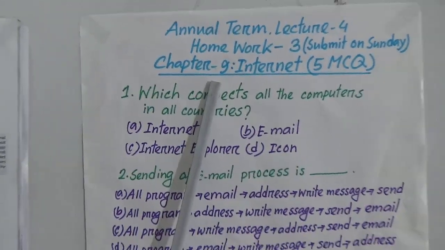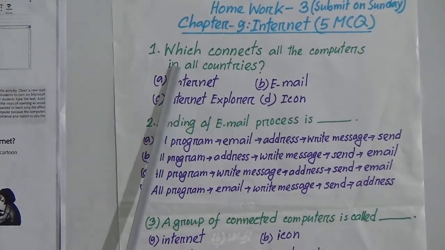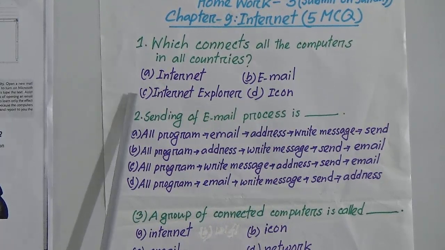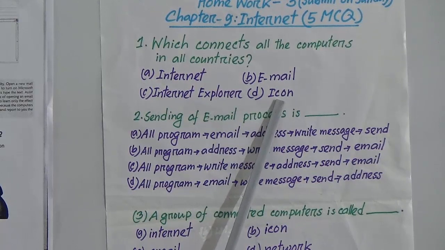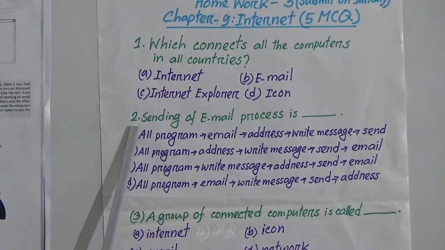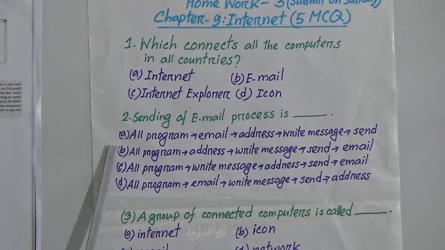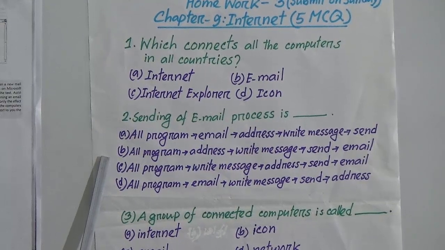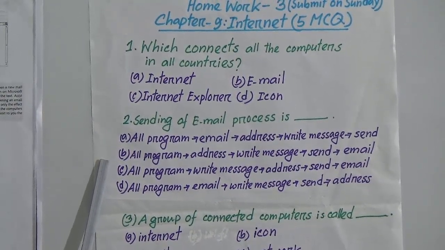This is chapter 9, internet, 5 MCQ. Number 1. Which connects all computers in all countries? Internet, email, Internet Explorer, icon. Number 2. Sending of email process is: all program, email address, write message and send; or all program, address, write message, send email.